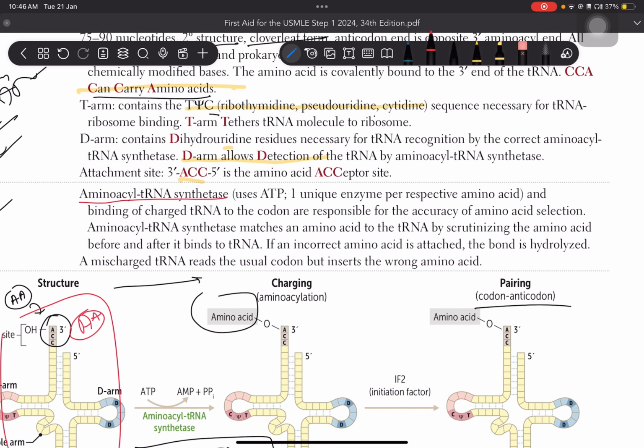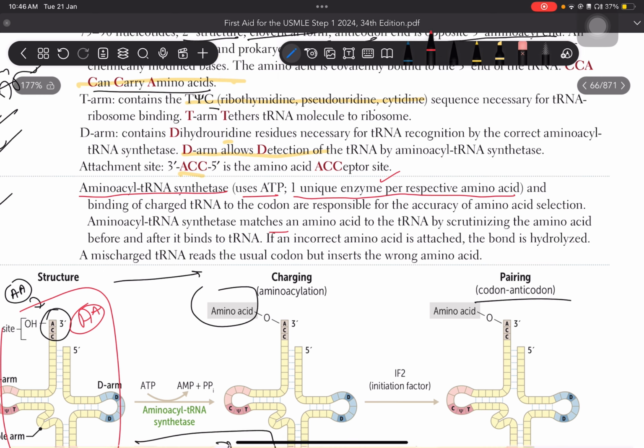This amino acid tRNA synthetase uses ATP, with one unique enzyme per respective amino acid, which means every charging of your tRNA requires one ATP, which attaches the tRNA to the amino acid. Binding of charged tRNA to the codon is responsible for accuracy of amino acid selection. Amino acid tRNA synthetase matches an amino acid to the tRNA by scrutinizing the amino acid before and after it binds to tRNA.